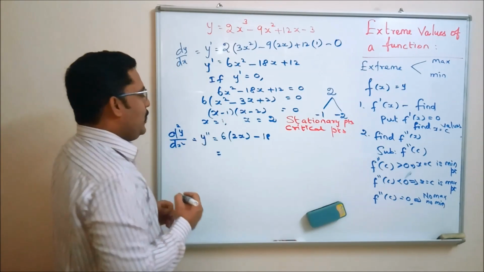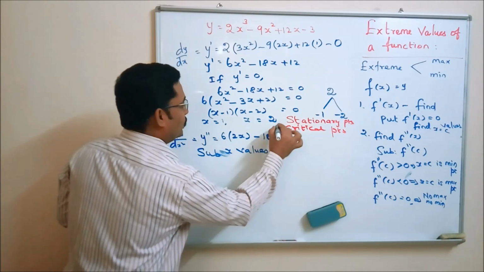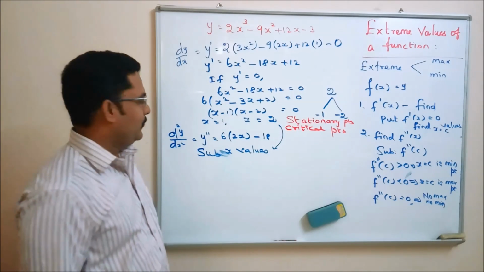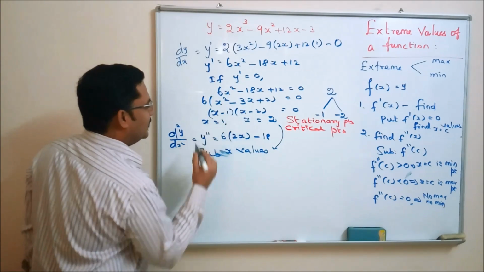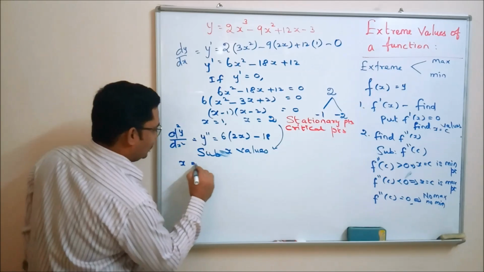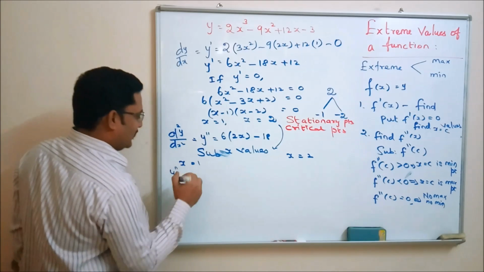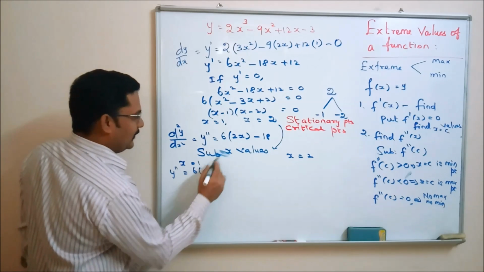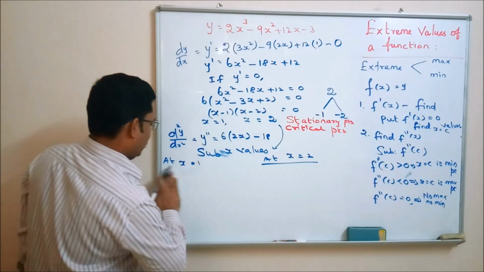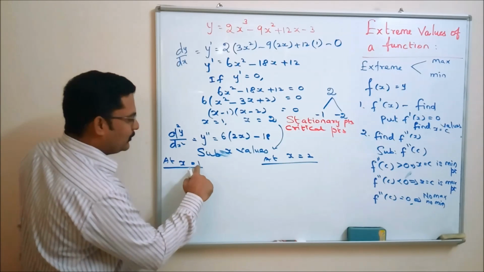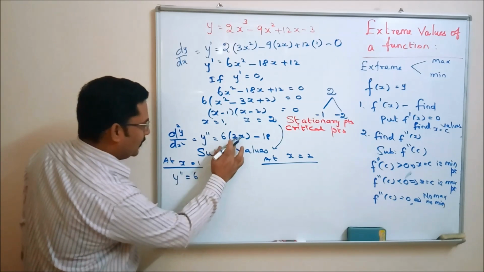Now substitute the x values. What do you find here? So let me split it into 2 parts for computational easiness. So this is for x is equal to 1 and this is for x is equal to 2. So y double dash at x is equal to 1 becomes 6 into, okay, please put it. So at x is equal to 1, our y double dash becomes 6 into 2. This is totally 12, right?